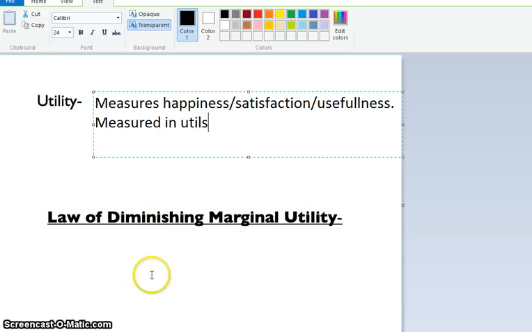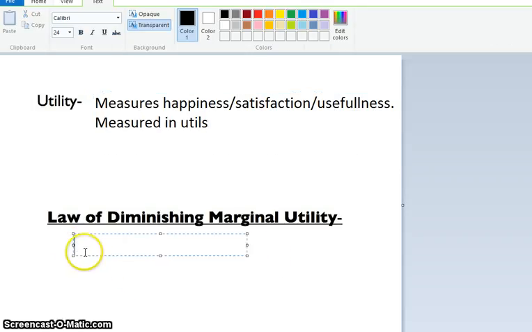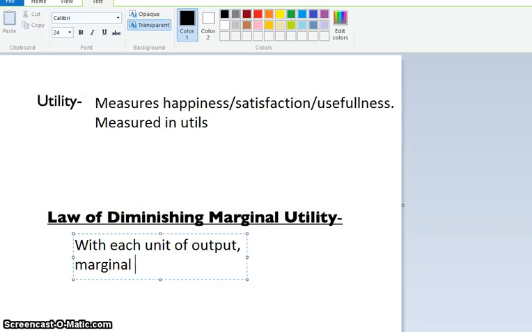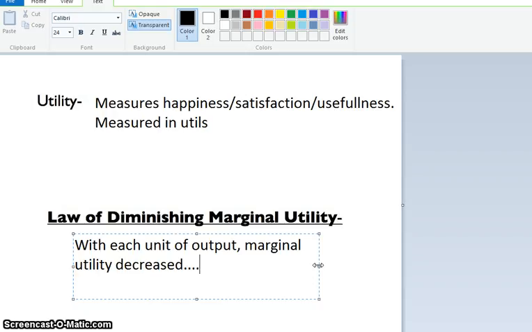Now, notice the law of diminishing marginal utility. You should have seen this on your chart here. What happened with each unit of output or unit of consumption? Your marginal utility decreased. And this is because of your desirability, like we talked about with the cookies. After a certain amount, I'm not as interested in it. Even if I really love something, it's not as good to me.